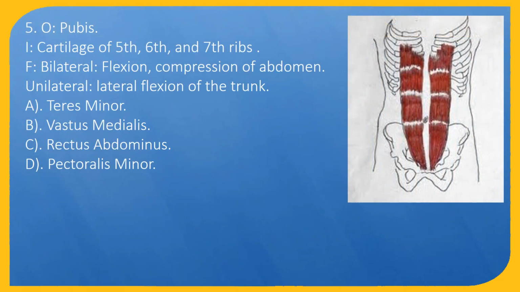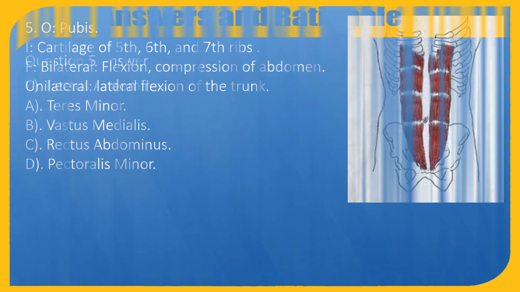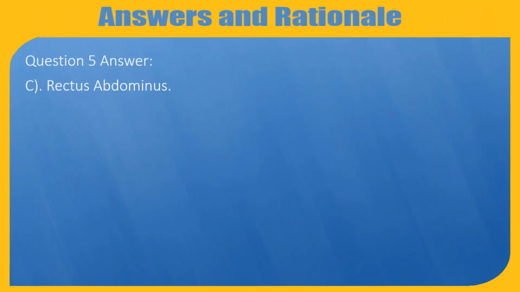Question 5: O. Pubis. I. Cartilage of 5th, 6th, and 7th ribs. F. Bilateral, flexion, compression of abdomen. Unilateral, lateral flexion of the trunk. A. Teres minor. B. Vastus medialis. C. Rectus abdominis. D. Pectoralis minor. Question 5 answer, C. Rectus abdominis.